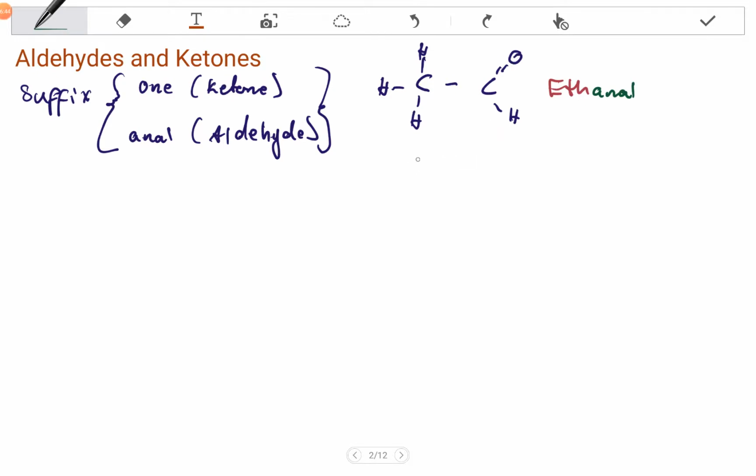Can you give me the structure of propanal? Please feel free to pause the video and try that. It's going to be 1, 2, 3, and then you have this and you have this. This is going to be the structure of propanal, and so on. So it's easy to draw the structure and to name it, everything.